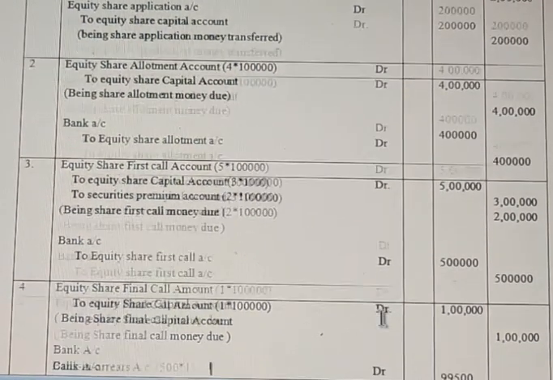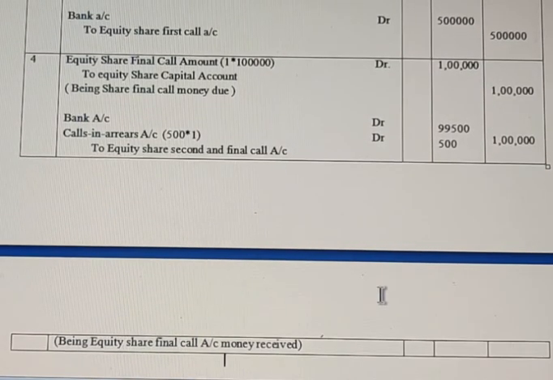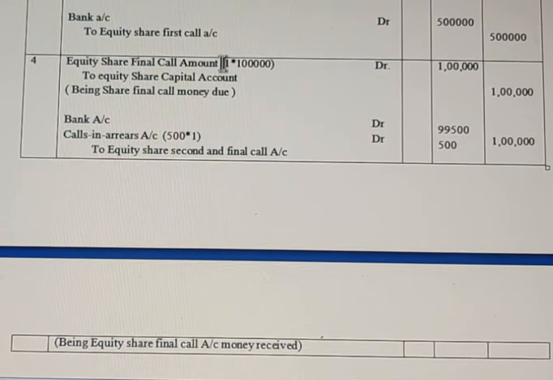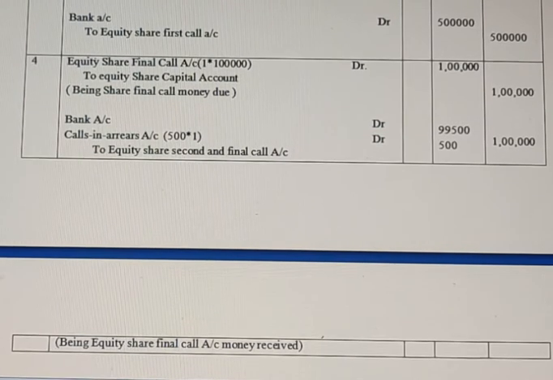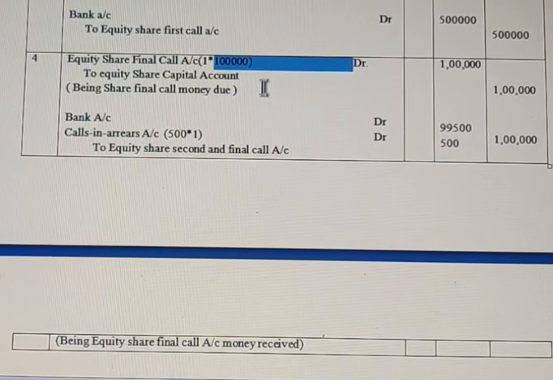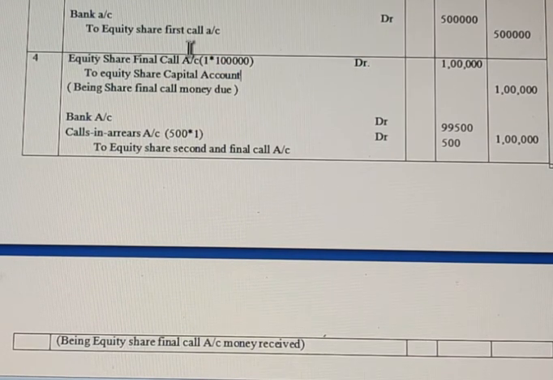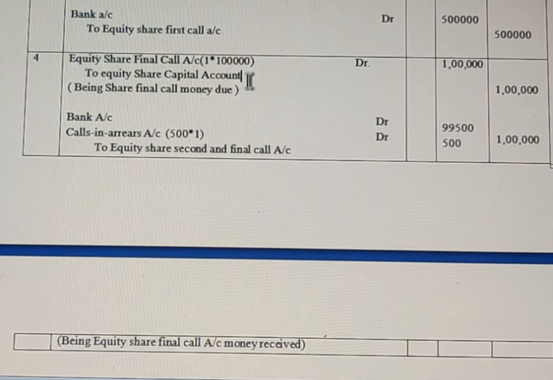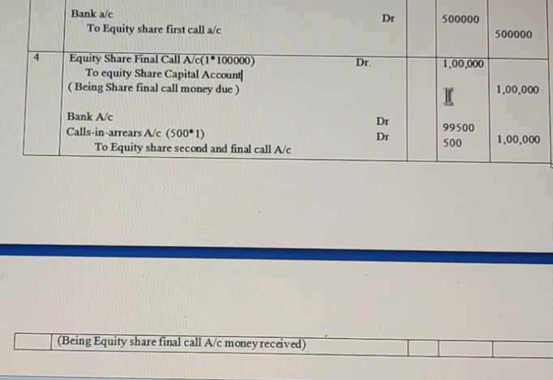Going to the next entry, last stage, that is equity share final call account. You can see here equity share first call account debit to equity share capital account. This is for final call money being made due. Here how did we get this one? They're clearly mentioning they're collecting rupees 1 in the final call on 1 lakh shares. 1 lakh into 1, you're getting 1 lakh value.